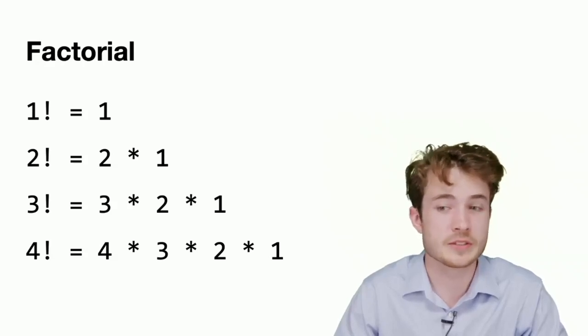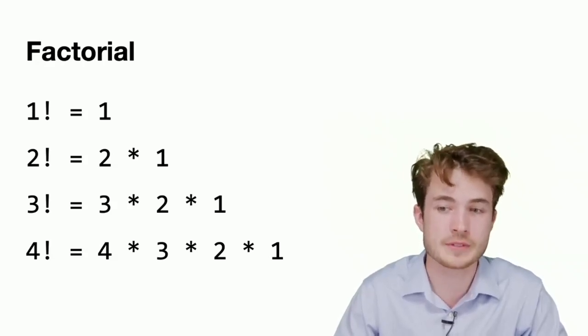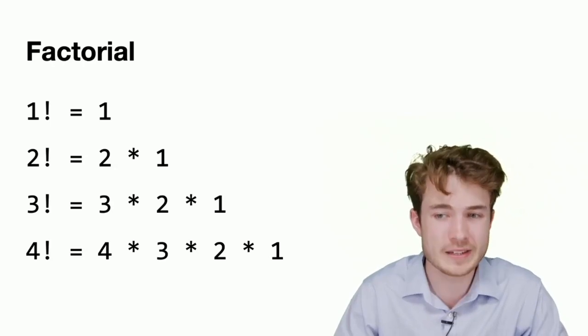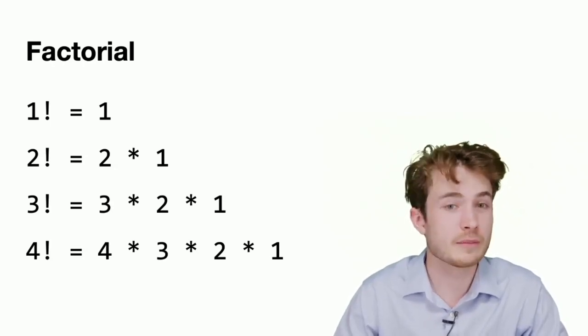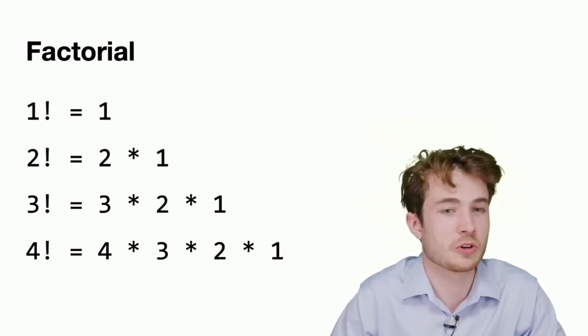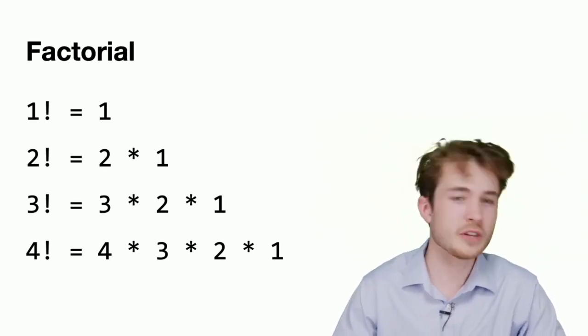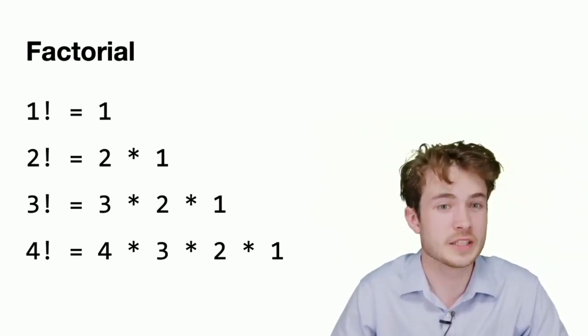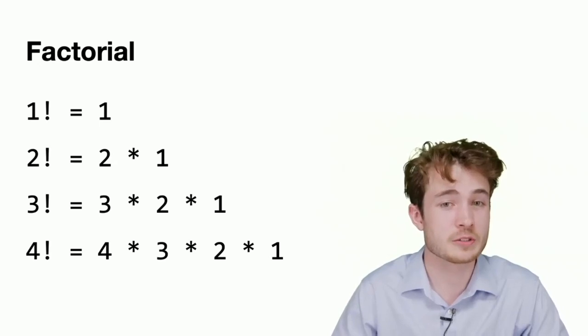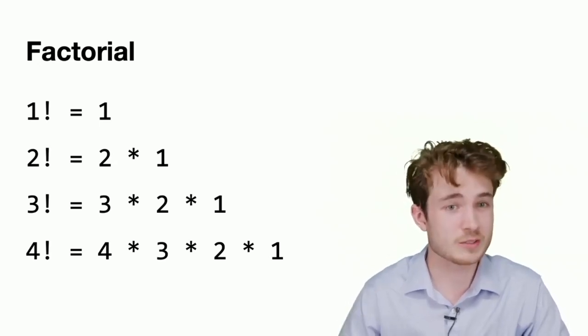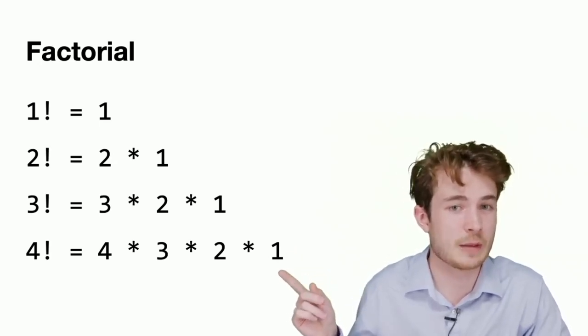So I'm seeing a few ideas, right? I'm seeing it's repeating the same steps. It's a little repetitive. And I'm seeing, more particularly, if we look at 4 factorial, we actually see that 3 factorial is included in 4 factorial, right? 3 factorial is 3 times 2 times 1. Well, that's actually right there in 4 factorial, 3 times 2 times 1.